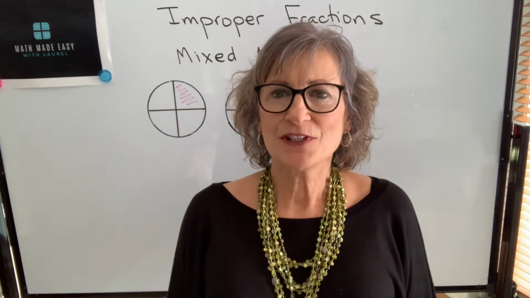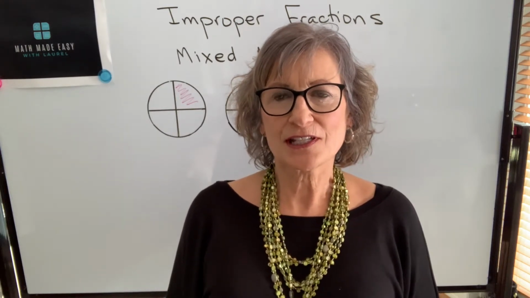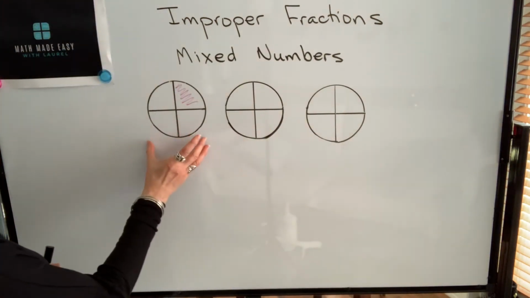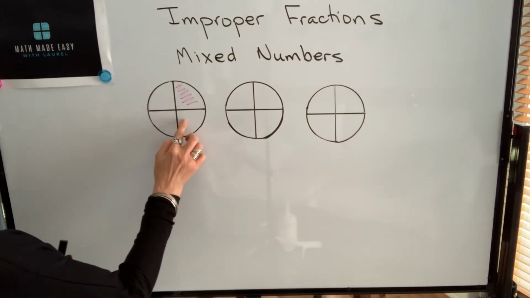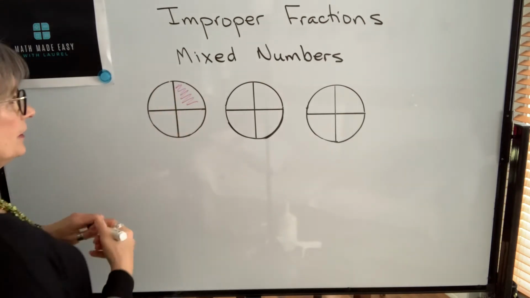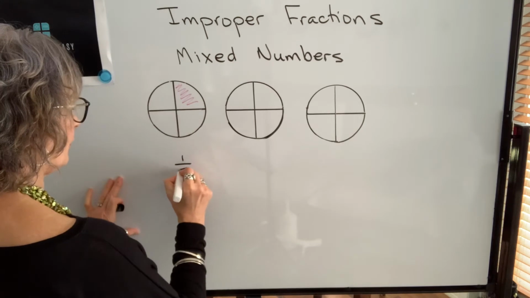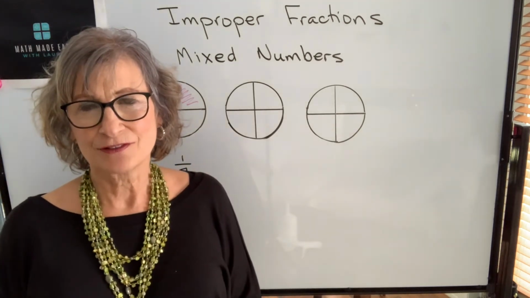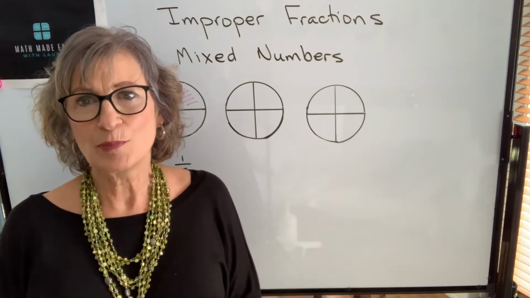So in the previous videos, we've looked at fractions as being part of a whole. For example, if we had a pie that was cut in 4 pieces, and if you ate one piece, you would eat 1/4 of the pie. This fraction is called a proper fraction. It means it's less than one whole pie.